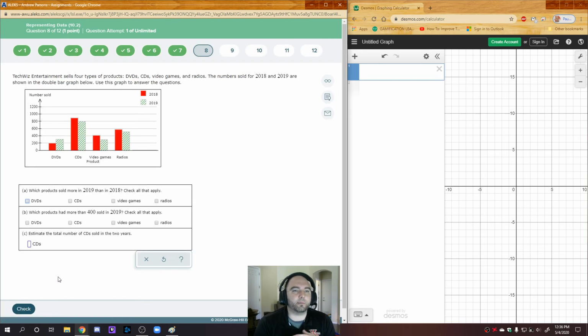All right, now we got a couple more bar graphs here we're analyzing, but this is double bar graphs. Ooh, double the data, double the challenge. It's not really double the challenge. Which product sold more in 2019 than in 2018? So you look at the chart and you say, okay, 2019 is the green barred one, and 2018 is the red. So which ones have green bars higher than the red bars, essentially? DVDs, right? That's the only one that got green bars over red bars.